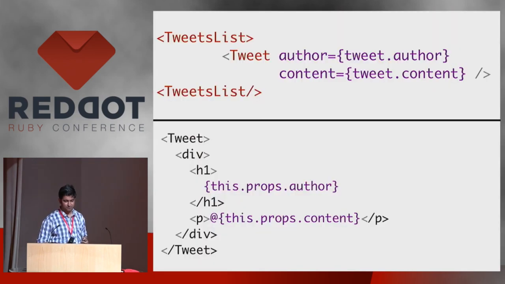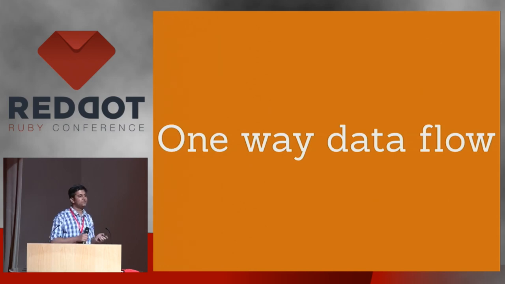Props come from above. So the tweet list component here is sending the author information and the content information. So I'm just sending tweet.author, tweet.content. And these curly braces mean that this code will be evaluated as a JavaScript expression. So you just put any JavaScript expression in those curly braces, and it will get evaluated. And then it comes below to the tweet component, and we access those props as this.props.author and this.props.content. As you can see, this is one-way data flow.